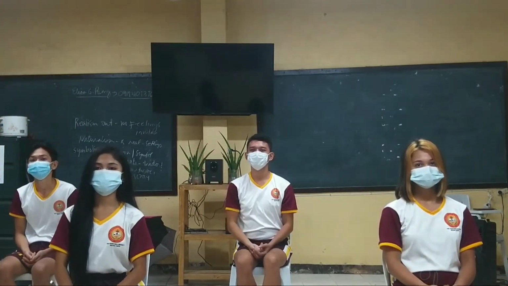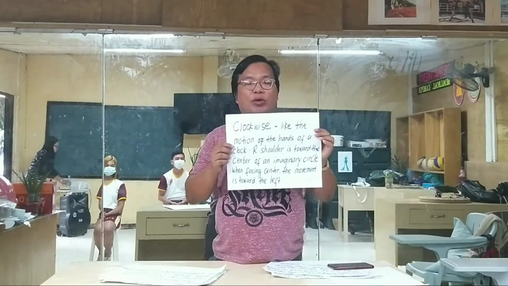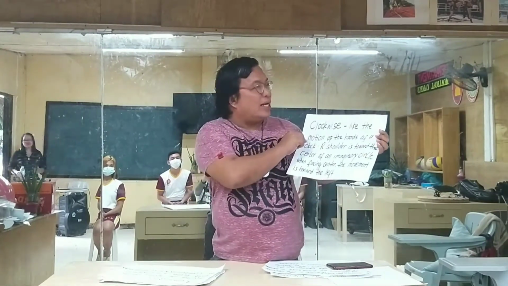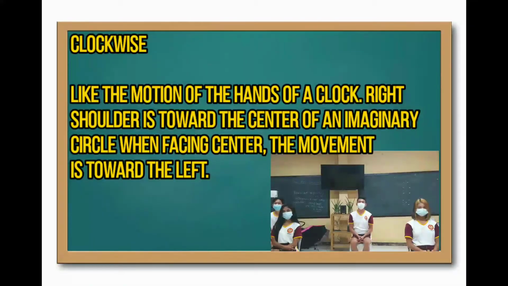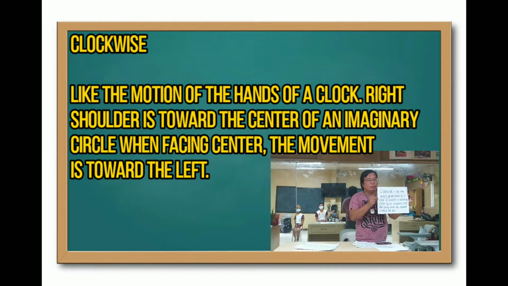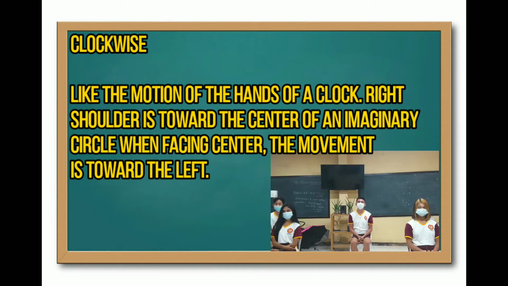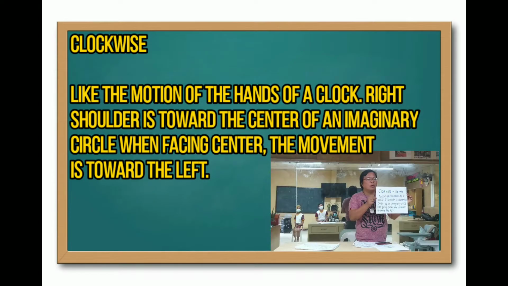Very good. Now we proceed to the fourth movement, which is clockwise. Darrell, will you please read what is clockwise? Clockwise: like the motion of the hands of the clock, arms shoulder-high toward the center of an imaginary circle when facing center. The movement is toward the left. Very good.